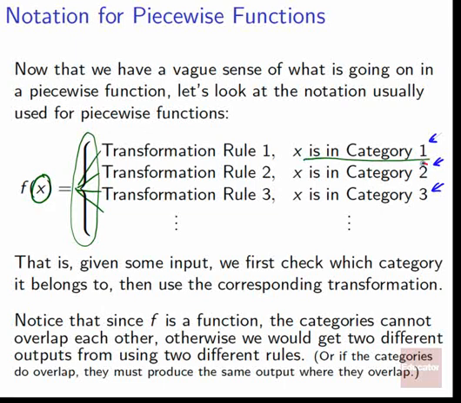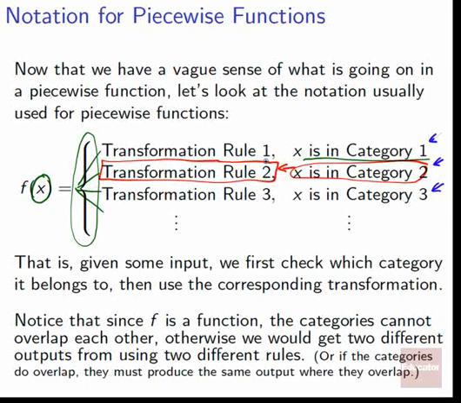Once we've found, oh, hey, it belongs to category 2, then we go ahead and use transformation rule 2 on that input. So we look at the input that's going into the function. We then see which one of the categories it belongs to, and that tells us which of the rules to use. So when we want to talk about the function, we've got this bracket so we can see all the possible rules at once and all the categories that go along with the possible rules. Which set of circumstances do we use each rule under?